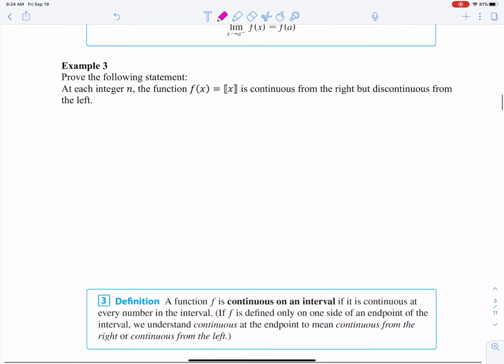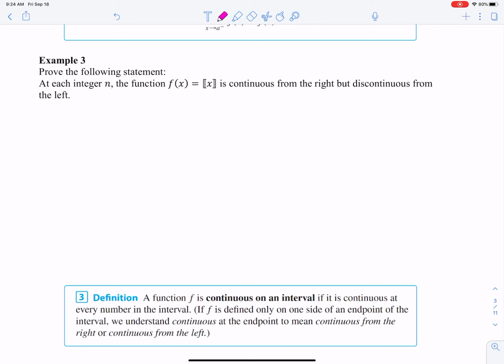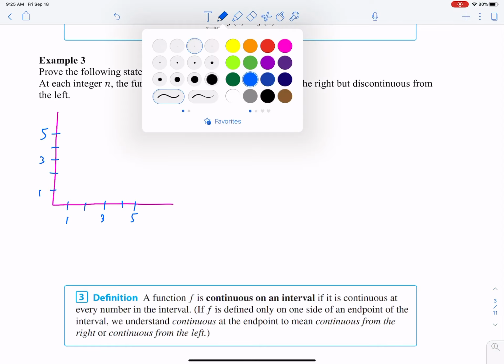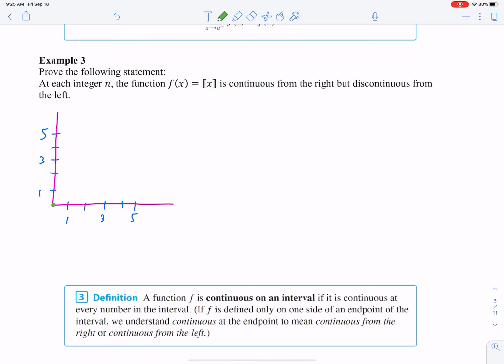All right, let's see. So example 3, prove the following statement. At each integer n, the function f of x equals step function of x is continuous from the right, but discontinuous from the left. Interesting, huh? Let's graph this again. So we're going to graph this step function. All right, so let's graph this guy. So again, solid dot to open dot. I'm only going to graph a couple of these. I'm not going to do it all.